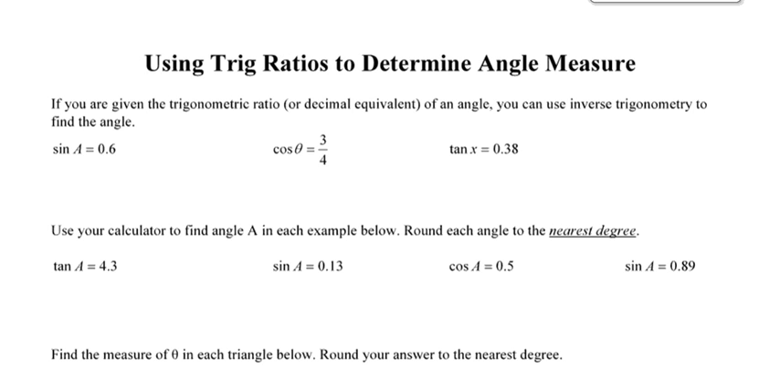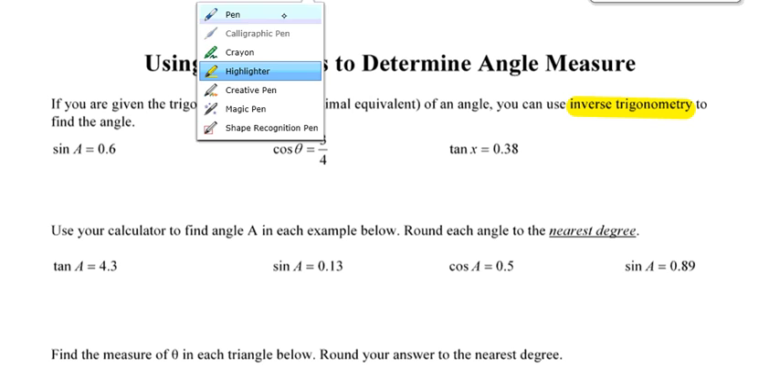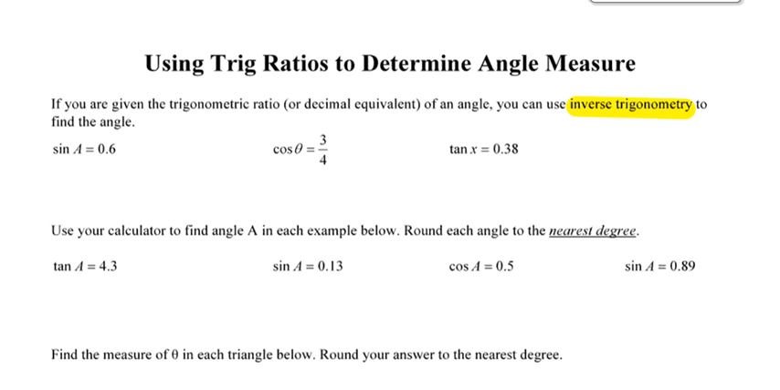I like to think about inverse trig as just working backwards, whereas now we're being given the ratio and asked to instead find the degree measure of the angle. So for instance, if we know that the sine of some angle A is equal to 0.6, can we work backwards and find the degree measure of that angle? The answer is yes, and in order to do that, we're going to use something called inverse trig.